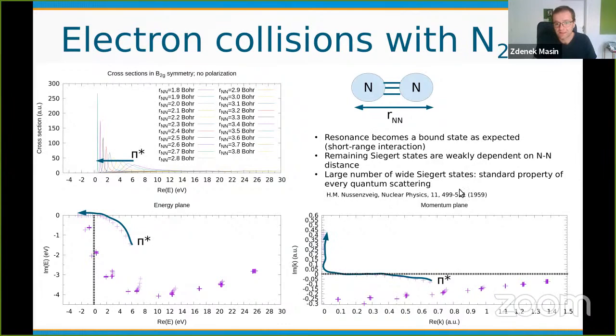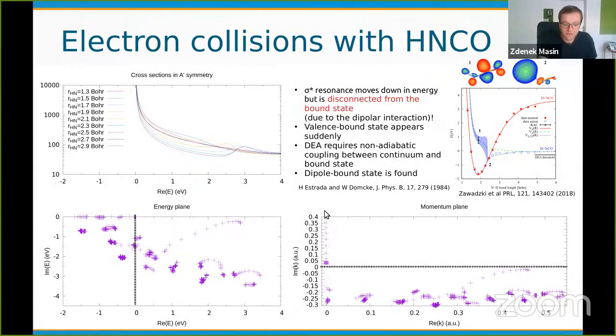1959. Now let's have a look at the electron collisions with HMCO. So here we see that we have again a resonance, which is a sigma star type of resonance. But we see that in the complex energy plane, it behaves rather differently. It does not become narrower, it actually becomes broader. So you see that as the bond length between the hydrogen and the nitrogen is stretched, the resonance actually disappears in the continuum. But it does not become a bound state.